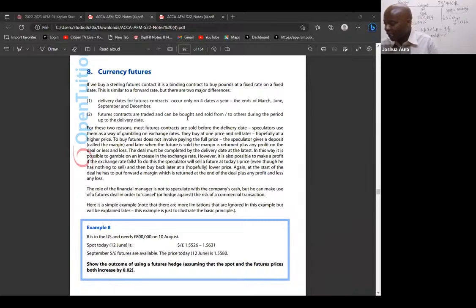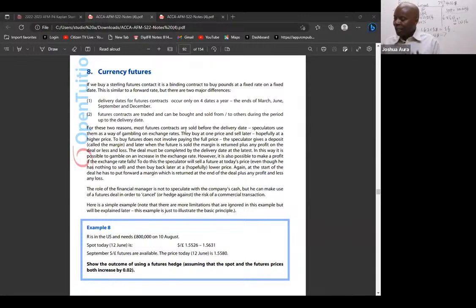Which will take us less than an hour, and we're going to discuss the currency futures. If we buy a sterling futures contract, remember sterling is a currency for the UK, it is a binding contract to buy pounds at a fixed rate on a fixed date. This is similar to a forward rate, but there are two major differences.